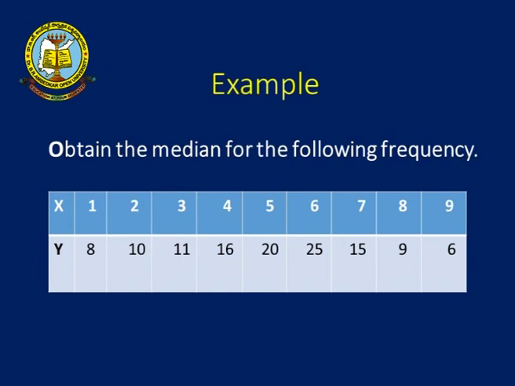Next, an example for the frequency distribution. Obtain the median for the following frequency distribution. The given observations are x equal to 1, 2, 3, 4, 5, 6, 7, 8, 9, and y means frequency. The first observation is repeated 8 times, the second 10 times, the third 11 times, the fourth 16 times, the fifth 20 times, the sixth 25 times, the seventh 15 times, the eighth 9 times, and the ninth 6 times. This is the question.